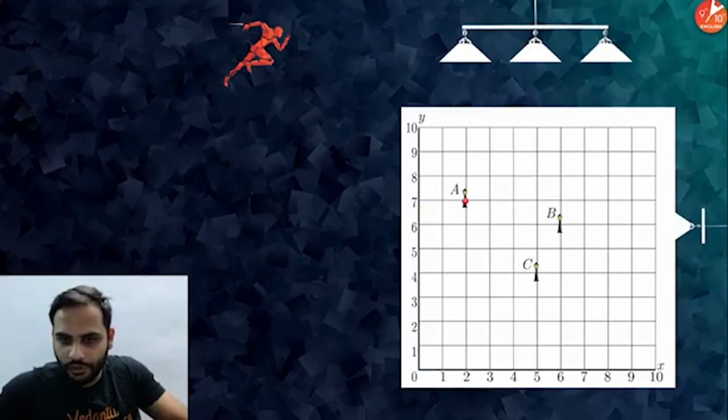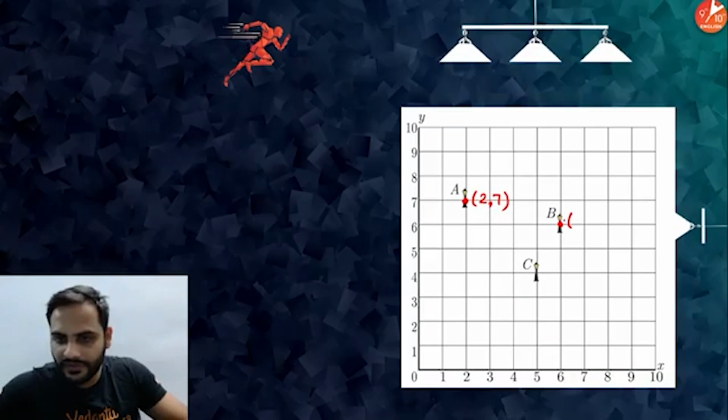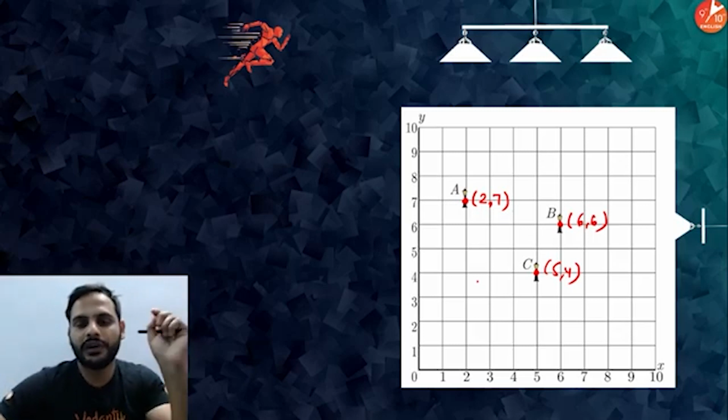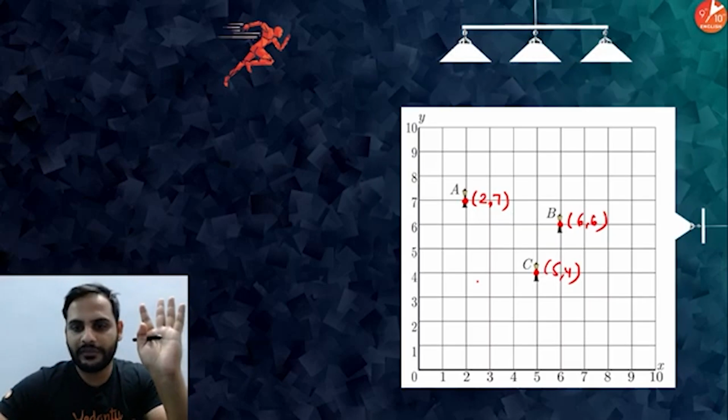So A is over here. Its x coordinate is 2, y coordinate is 7. Don't say, no sir, there is a slight difference in the diagram. Alright, B is over here, which is 6, 6. C is over here, which is 5, 4. A, B, and C's coordinates we have got. D, one more pole, will also be established over here.